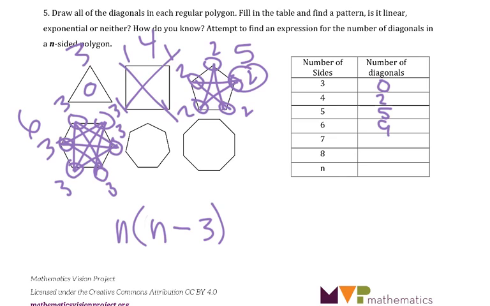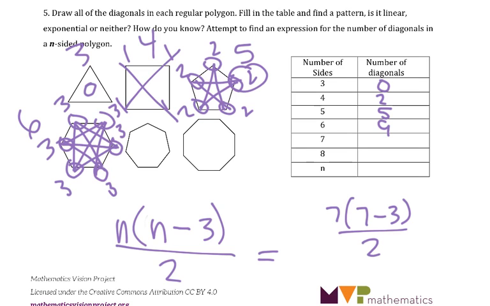Okay. Then we cut those in half. And that's a formula to do that. So let's see if it works. So 7 times (7 minus 3) over 2. 7 minus 3 is 4. 7 times 4 is 28. Divide by 2. We should have 14. Let's try it.